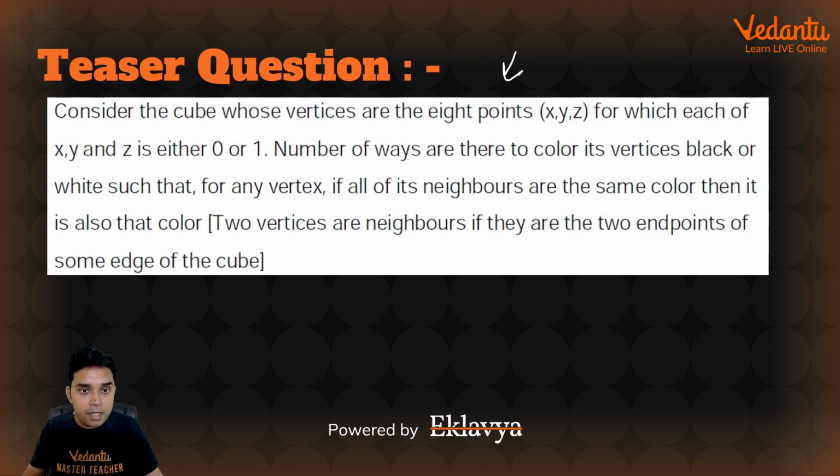So you have to find, actually, let me write it here. You have to find the number of ways in which we can color its vertices black or white, so that for any vertex, if all the neighbors are of the same color, then it is also of the same color. One of the possible ways can be that all of them be black or all of them be white. But that is just one thing. Please figure out what all possibilities are there. Okay. Thank you so much, everybody. I'll be waiting for the solution for this teaser question.